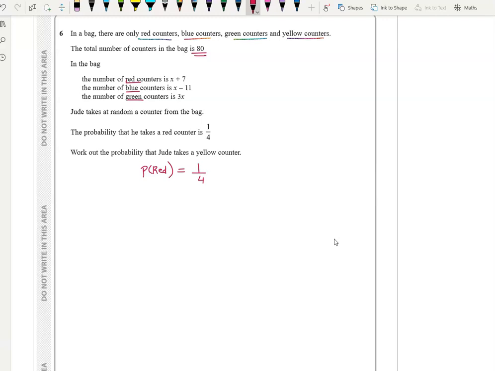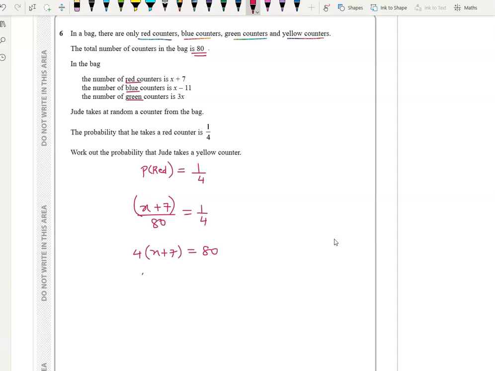Now how can we get the probability of red? It is the number of red, which is x plus 7, upon the total possibility, that is 80. So x plus 7 out of 80 is 1 over 4. To solve this, you can just take the cross product. So 4 times x plus 7 equals 80 times 1, which is 80.